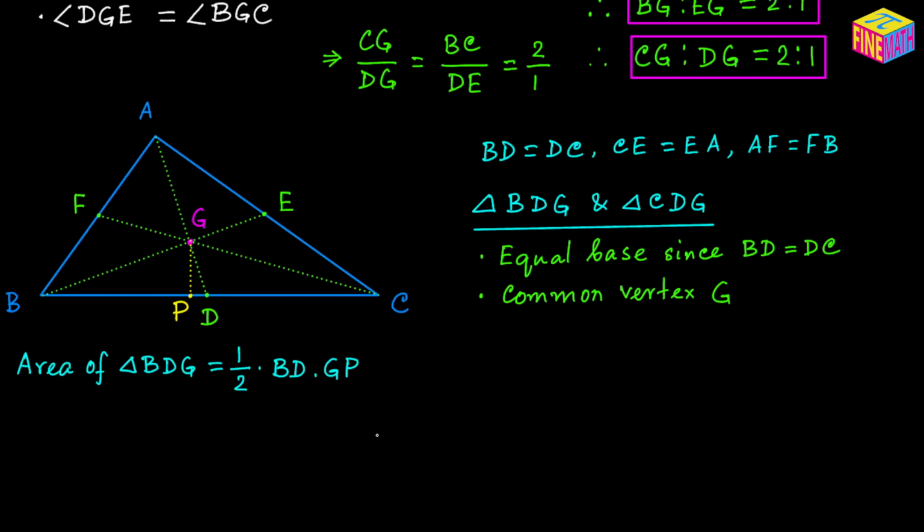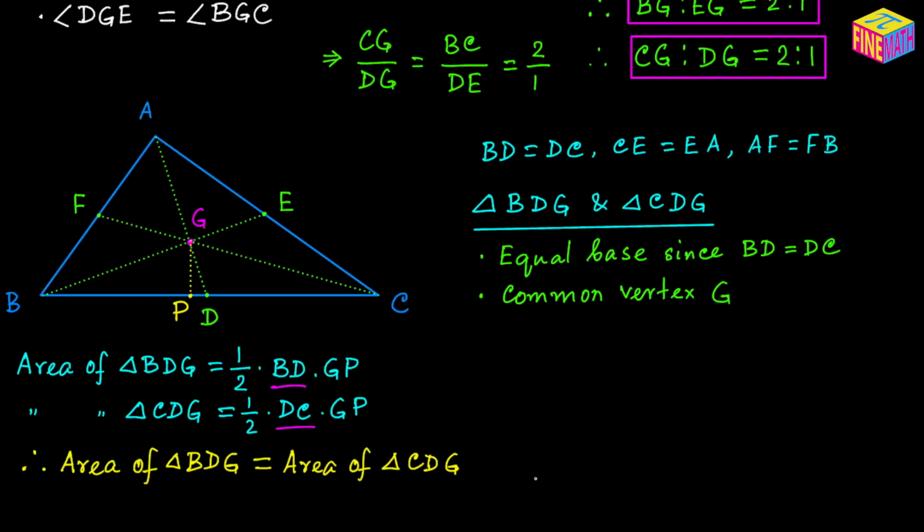And similarly, if we think about the area of the other triangle, which is triangle CDG, that will be equal to half times DC times GP. DC is the base, so half times DC times GP. And also we know that BD is equal to DC, so these 2 quantities are equal right here. BD and DC, they are equal. That means their area is actually equal.